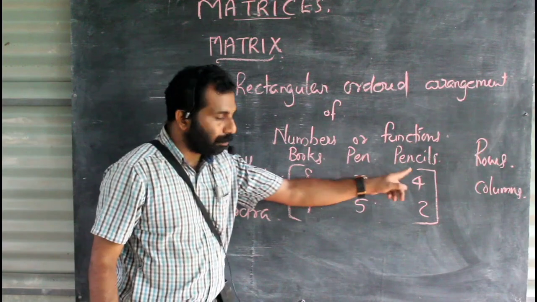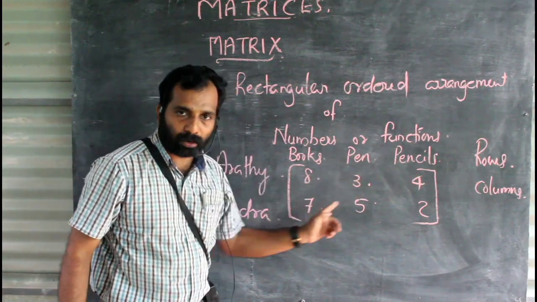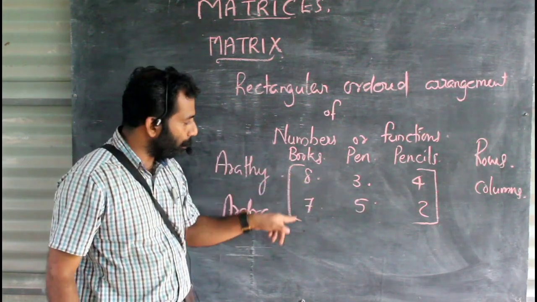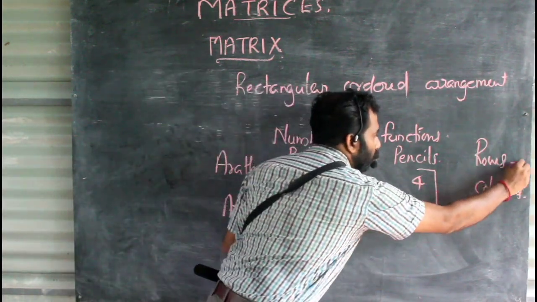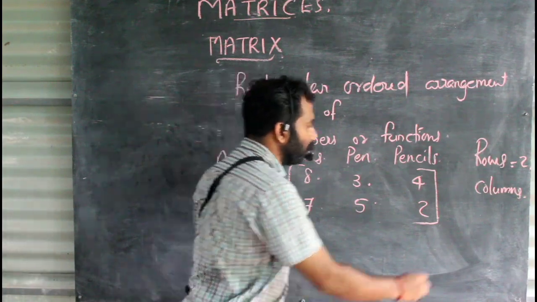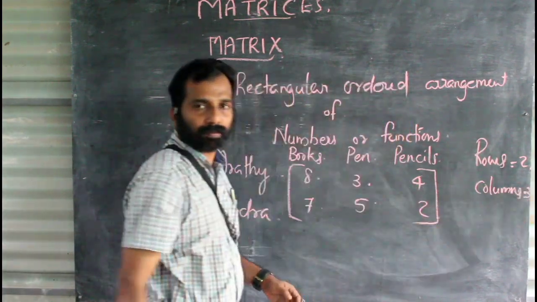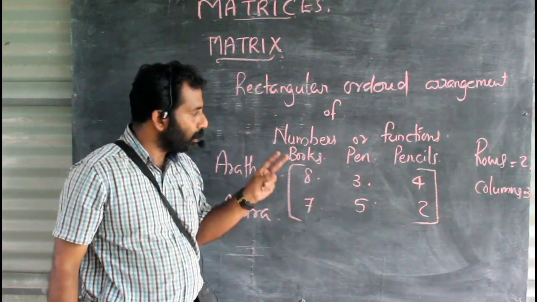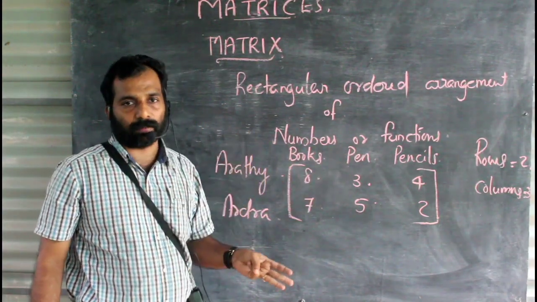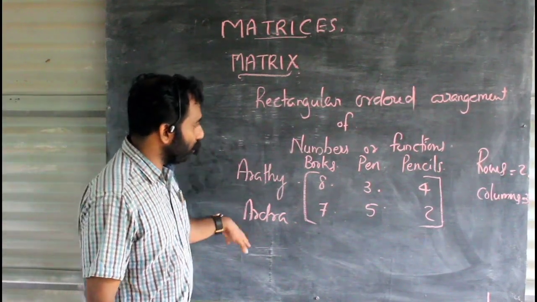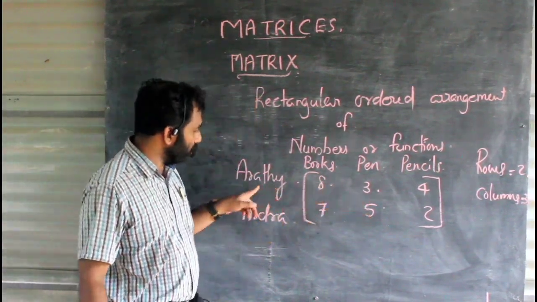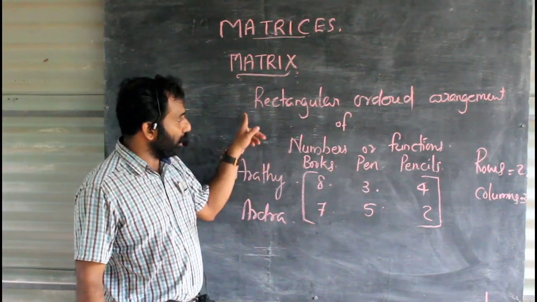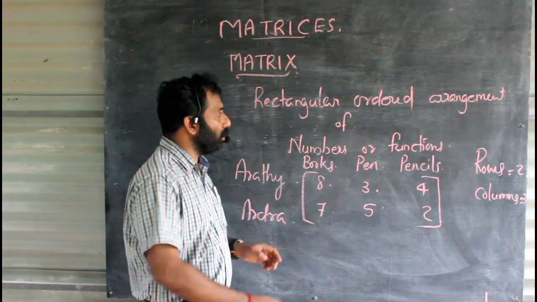So these numbers are arranged in rows and columns in rectangular form. Here the number of rows is 2 and the number of columns is 3. So this rectangular arrangement contains 2 rows and 3 columns. So now we have discussed the arrangement of numbers, that is, the rectangular arrangement. Secondly, there is the word order.